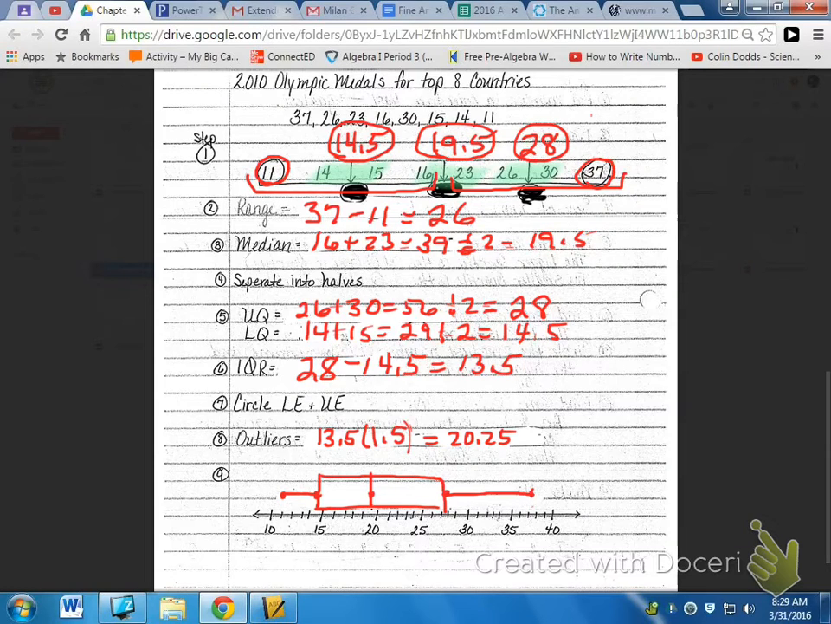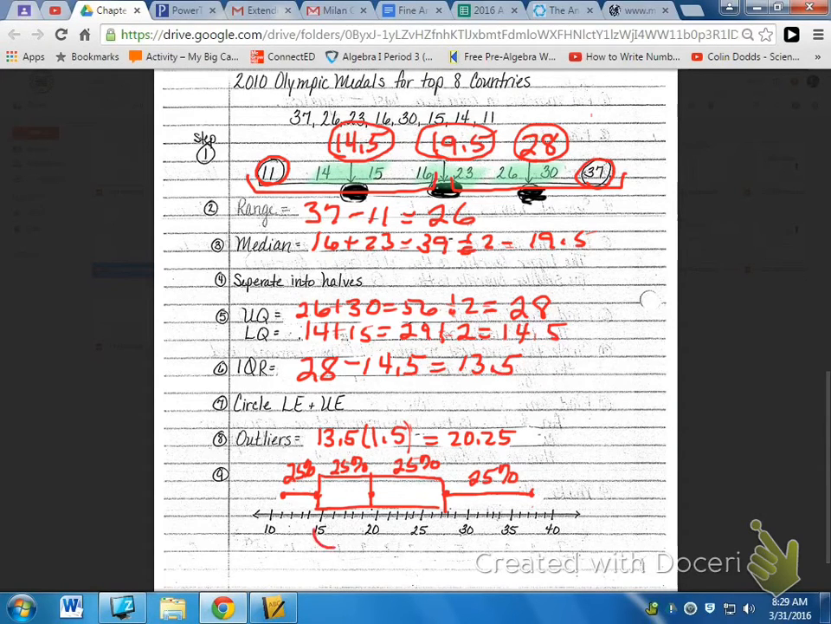This is my box and whisker plot. Now let's talk about this for just a second. We have split the data into 4 equal parts, right? So that means exactly this. This is 25% of the numbers. This is 25% of the numbers. This is 25% of the numbers. And this is 25% of the numbers.